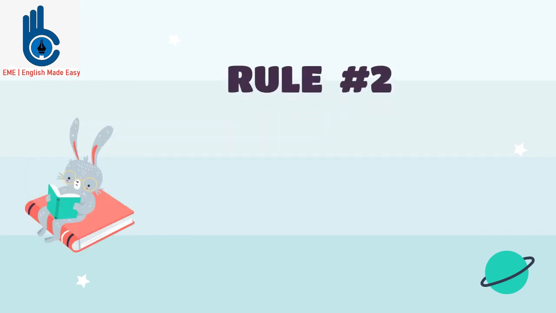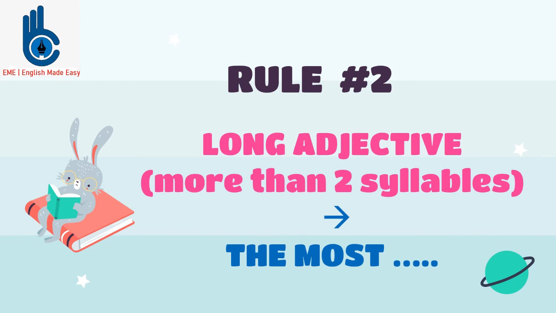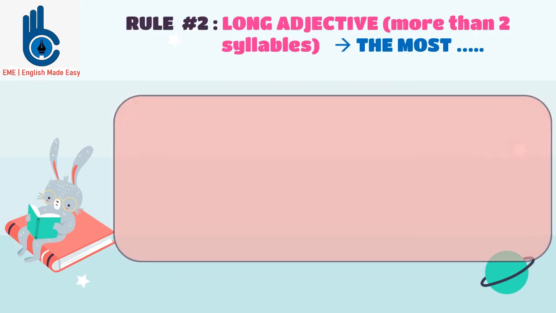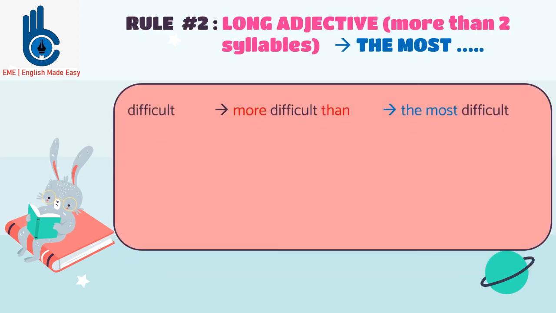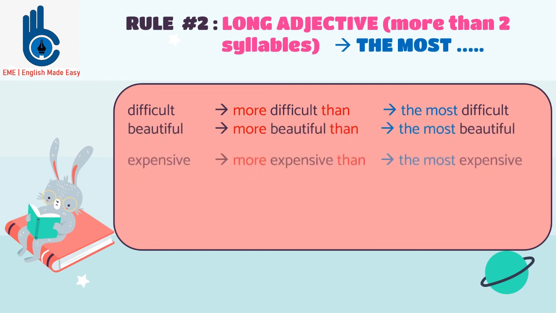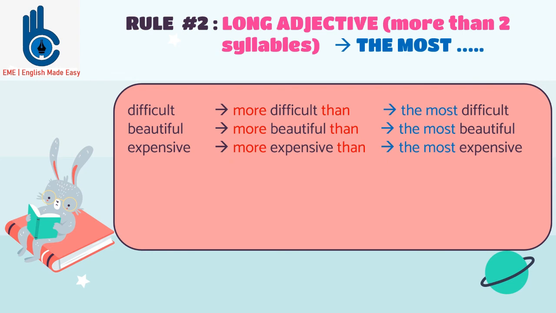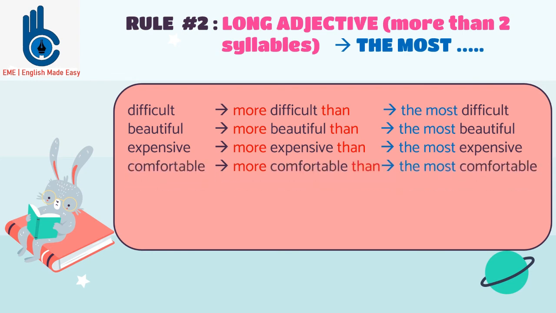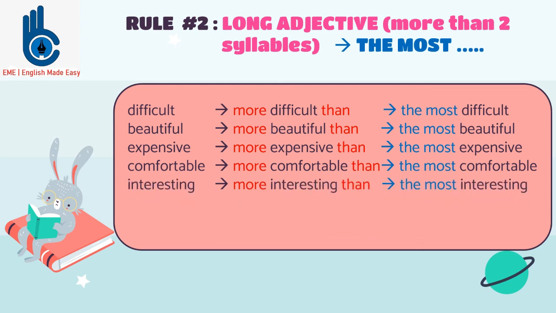Now we move to rule number 2. For long adjectives with more than 2 syllables, we use the most followed by the adjective. For example, difficult becomes the most difficult, beautiful becomes the most beautiful, expensive becomes the most expensive, comfortable becomes the most comfortable, interesting becomes the most interesting, diligent becomes the most diligent, etc.